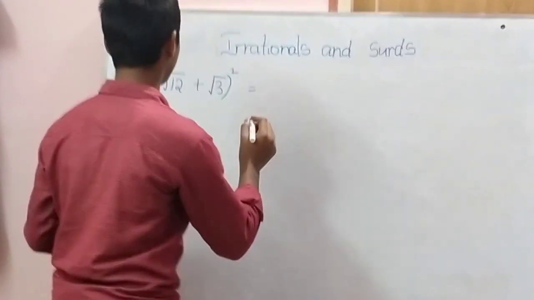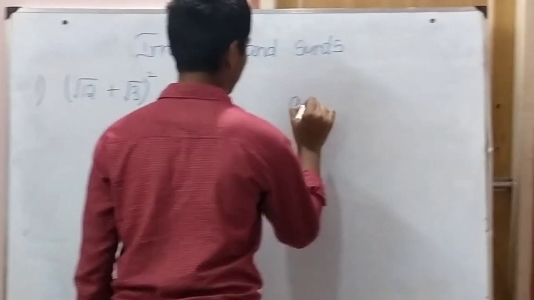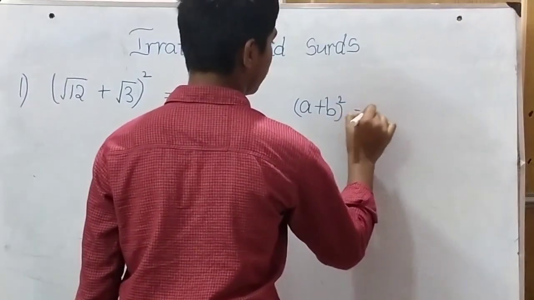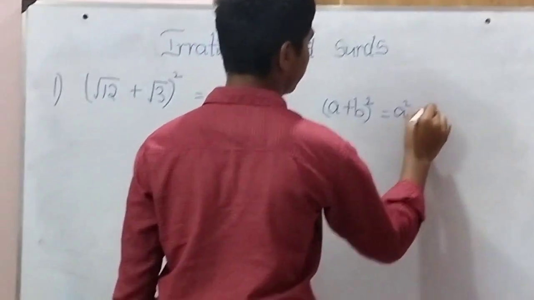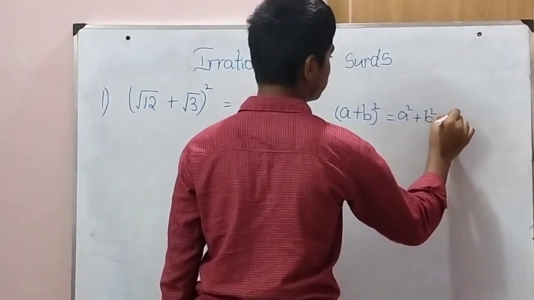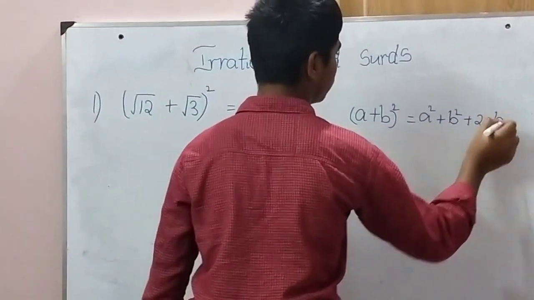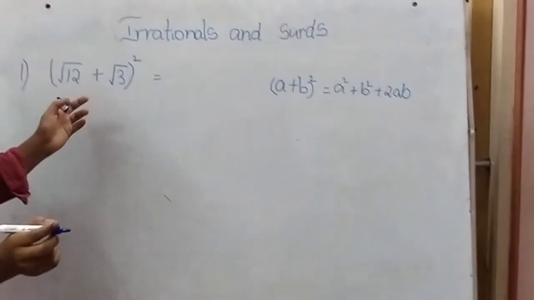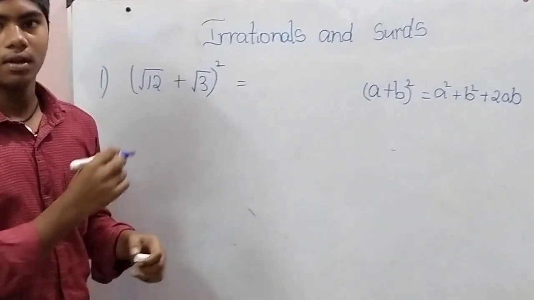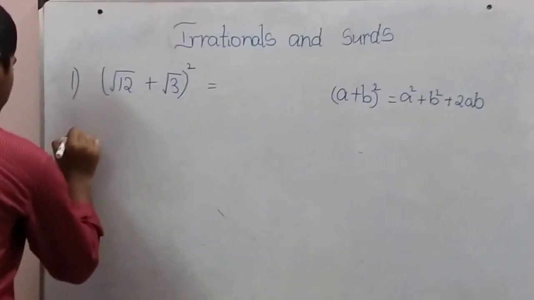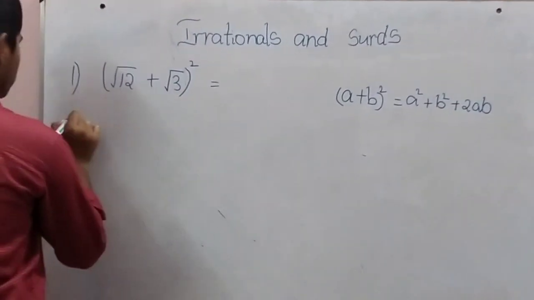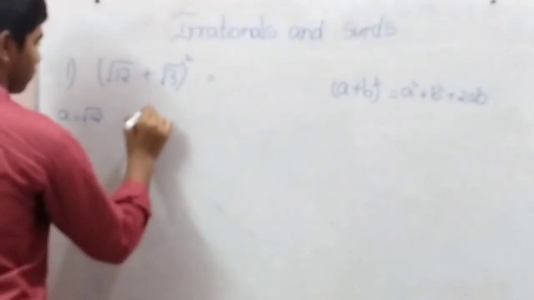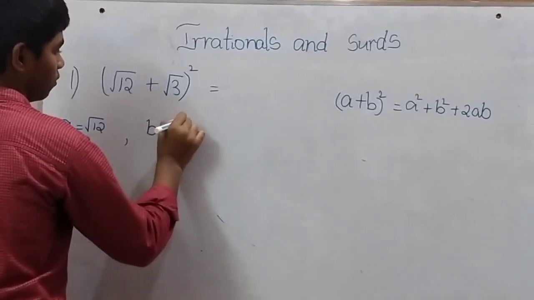This is in the form of (a plus b) whole square, that is a square plus b square plus 2ab. We all know this formula using numbers, but you may not know how to solve it with roots. I will show that. Here a is equal to root 12, and b is equal to root 3.